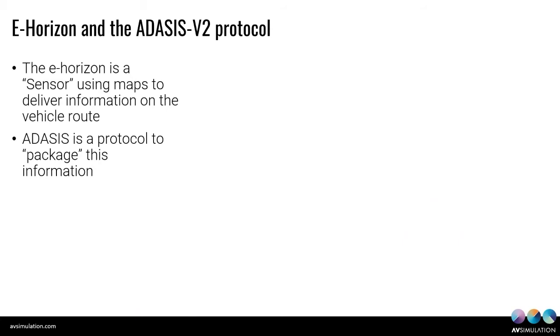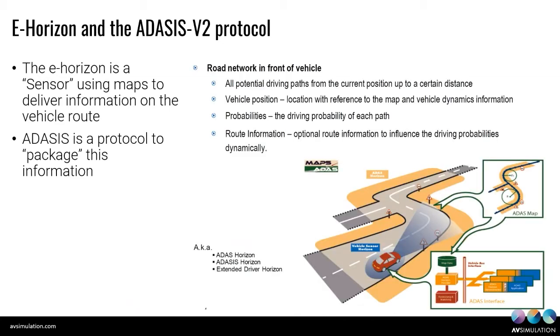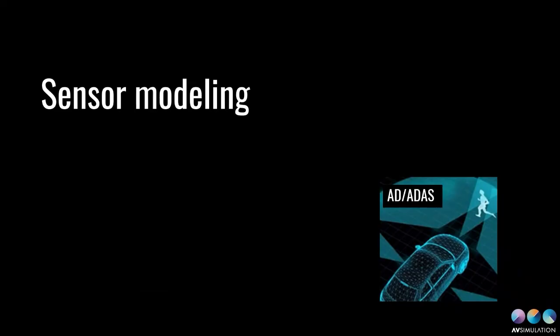So we provide a new eHorizon sensor, and the eHorizon sensor is a sensor that will use a digital map to deliver information on the vehicle route. This sensor provides information with the ADASIS protocol. So it's a way to use maps to detect road curvature, road traffic signs, road topology and configuration, and it will be able to feed back your ADAS system with the ADASIS protocol.